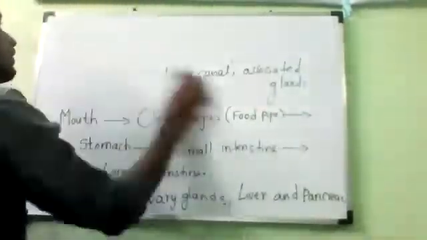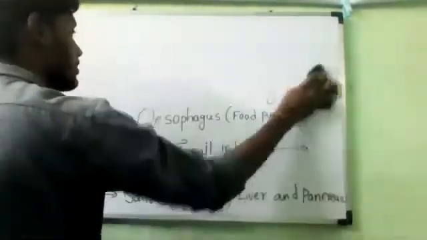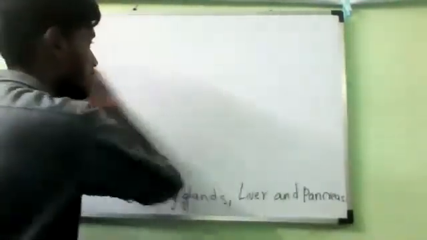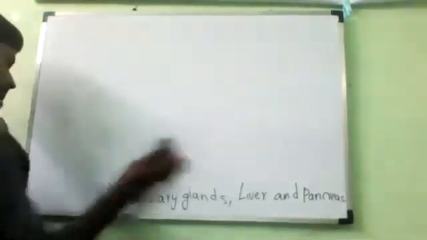So now, as we know, our human digestive system starts with the mouth and ends with the anus. We have a name for that. What do we call it? Alimentary canal. Alimentary canal.